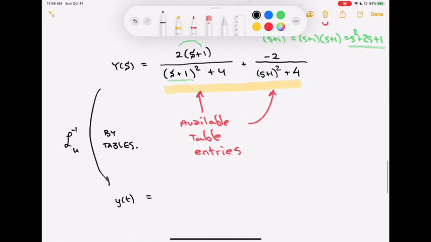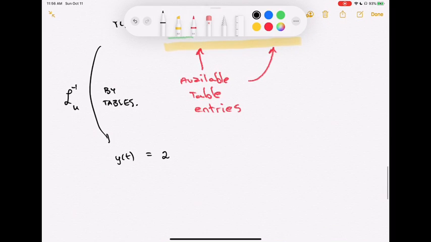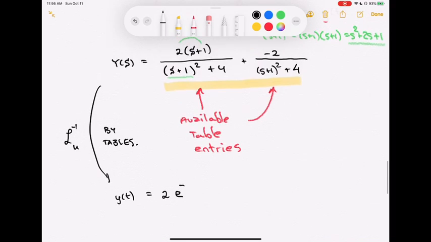That first term, 2 times the quantity s plus 1 over an s plus 1 squared plus 4 ends up giving me 2 times, and I'm going to get an e to the minus, because of the 1 here. The 1 here, that's what controls the amount of this first term out front. It's going to be 1 times t, so I'm going to get 2 times e to the minus t, and then a cosine of, and I'm going to take the square root of this piece over here. So 4 square rooted is going to be 2, so I'm going to end up getting a cosine of 2t.